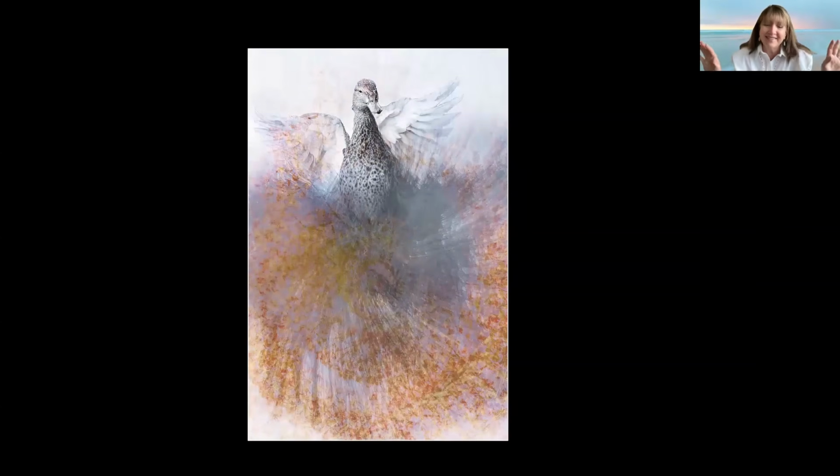And the duck just spreading the wings, giving the energy and the motion in the image, continuing that circle of life.